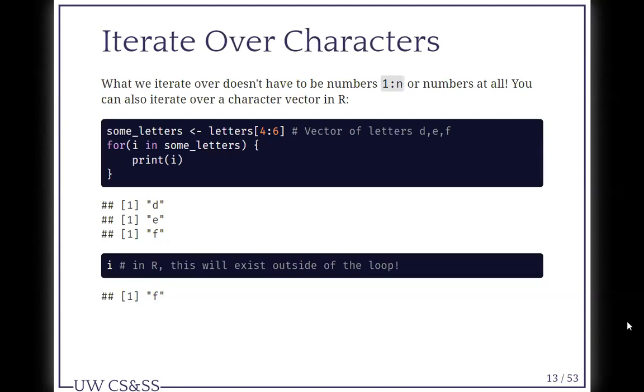Okay, we can also iterate over characters. So far, we've only seen examples of iterating over numbers. What we iterate over does not have to be numbers, 1 to n, or numbers at all. You can also iterate over a character vector in R. So let's say we make a vector called some_letters and assign it the letters D, E, and F. Now we could say for i in our vector some_letters, print i. And it would print out D, E, and F.